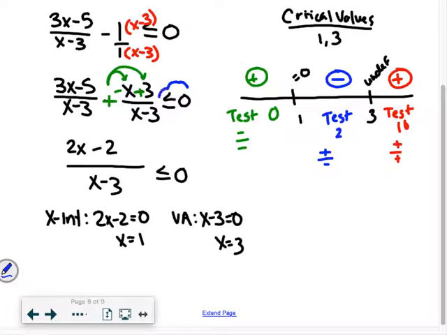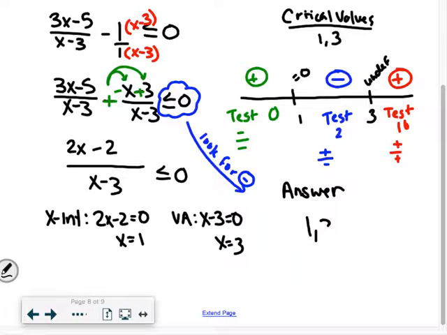And now I answer the question. Less than or equal to 0. So I'm looking for negative parts. I only got one, right? My values are going to be 1 and 3. And now I have to decide: brackets, parentheses. For 1, if that's the x-intercept, bracket. It could be 0. For 3, parentheses. That's undefined. There's nothing happening there.